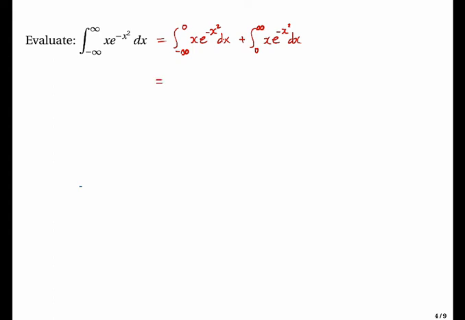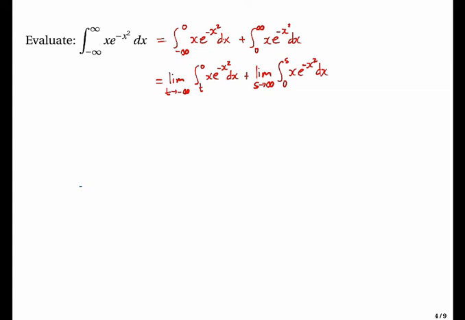Let us rewrite this first as the limit as t approaches negative infinity of the integral from t to 0 of x e to the minus x squared dx, plus the limit. Here, since we used the parameter t already, let's use a different parameter, say s. This time s goes to plus infinity, and we have the integral from 0 to s of x e to the minus x squared dx.